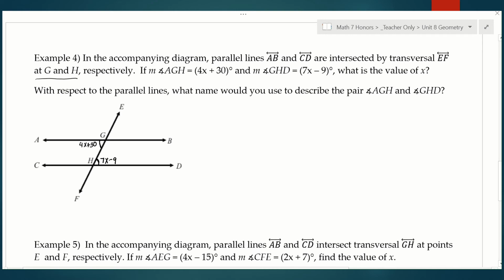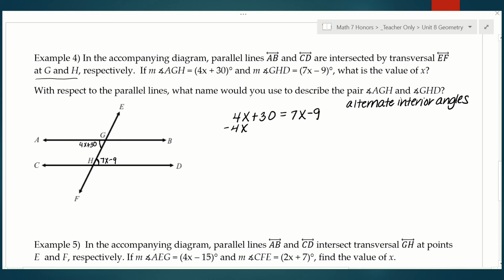All right, so let's talk relationship first. Those two angles are acute. They are on opposite sides of the transversal, and they are inside the parallel lines, so we call those alternate interior angles. What do we know about them? We know they are congruent. So when I'm setting up my equation, I need to show 4x plus 30 equals 7x minus 9. And then we can go ahead and solve that.